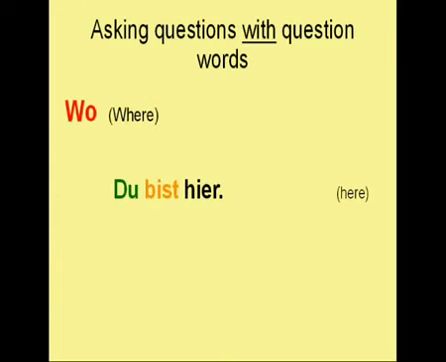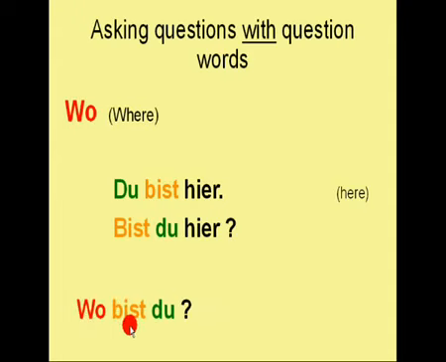As you learned before, the sentence "du bist hier", meaning you are here, can be turned around into a question by switching the position of the subject and the verb and asking, therefore, "bist du hier?" Now when we want to ask that question with a question word, we simply keep the constellation of these two words, the verb and the subject, and simply put the wo in front of these two words. "Wo bist du?" So you see, this stays the same like in this question.